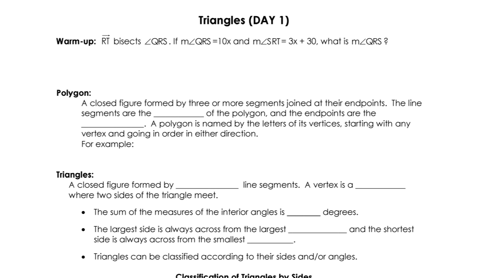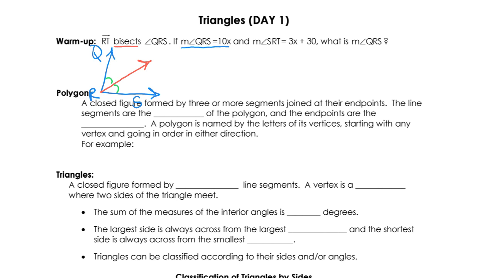So we're going to go ahead and start with an angle, and we'll call it QRS. And then we're going to have a ray RT cut that angle in half. And remember, when an angle gets cut in half, we get two equal angles, and we use arc marks to mark it.